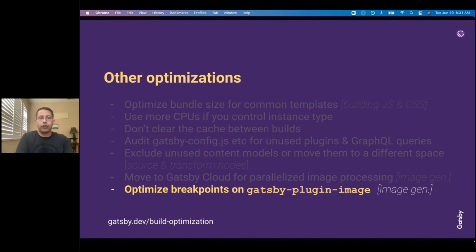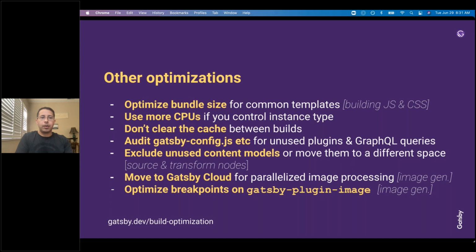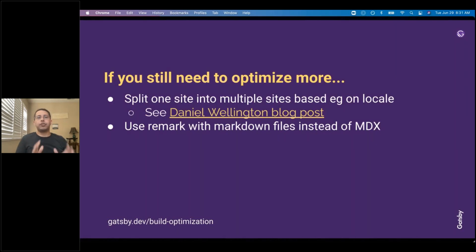Okay, great. So these are a great list of other optimizations: optimize bundle size, use more CPUs, don't clear the cache, audit Gatsby config, exclude unused content models, move to Gatsby Cloud for image processing, and optimize breakpoints on Gatsby plugin image. But if you still need to optimize more, there are some other things you could do. These things maybe take more time, so that's why we put them in the third bucket. One idea is to split your site into multiple sites.